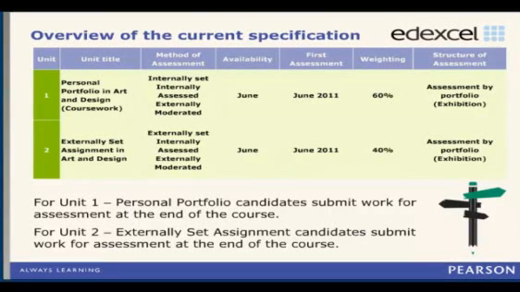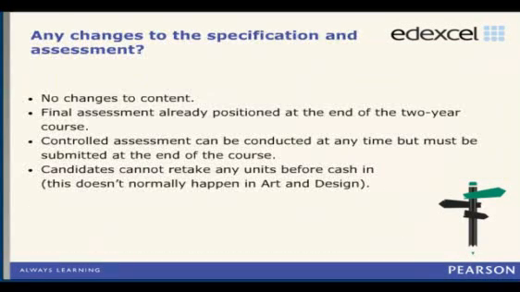So it's clear that as we move to linear, the situation that we have at the moment, where the work is presented for assessment at the end of the course, will be just as it is now, insofar as the work is presented for final assessment decisions at the end of the course. So there will be no changes to the content of the specification. The final assessment, in fact, is already, for our current specification, positioned at the end of the 2-year course, and that will be the case as we move to linear.